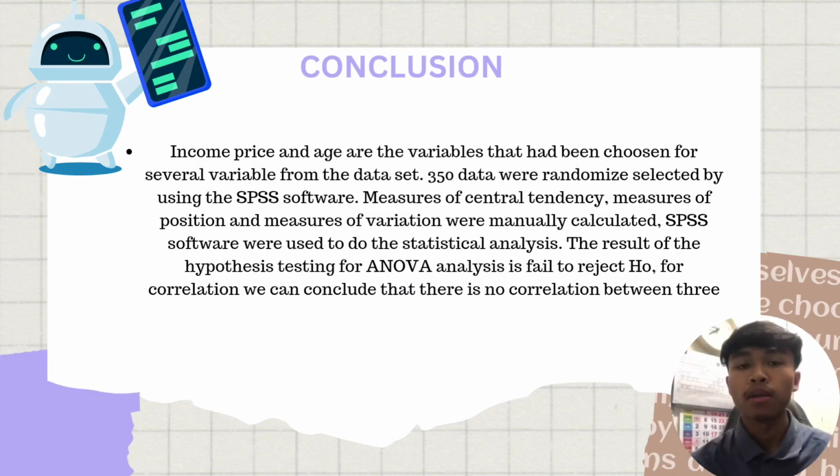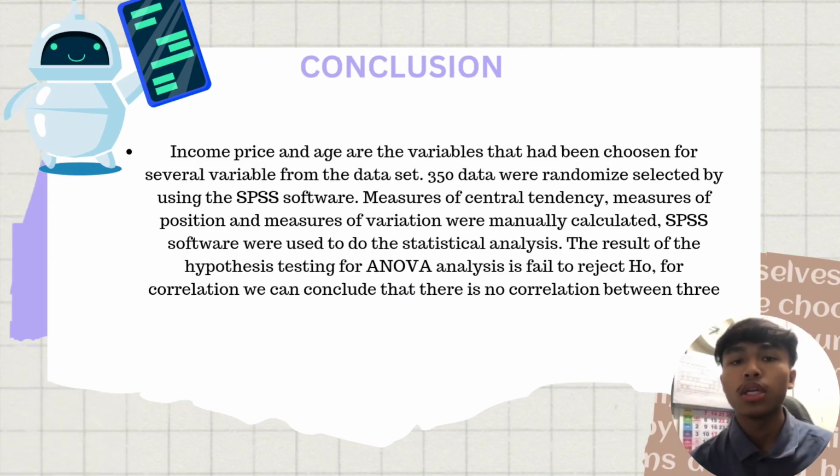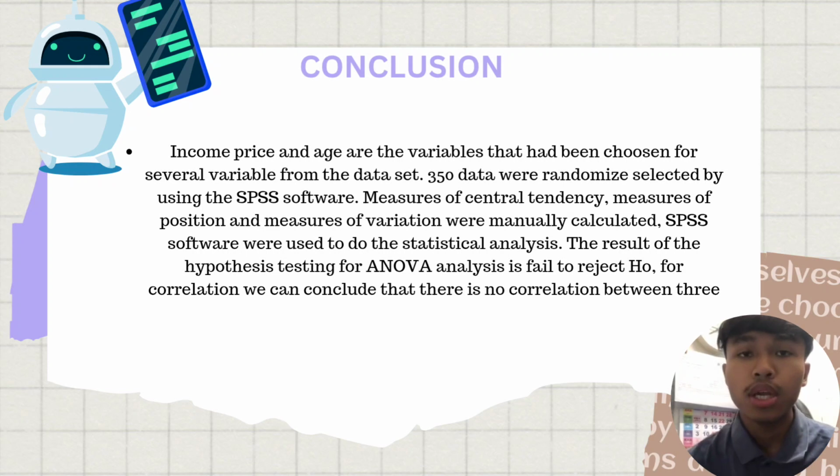F 1.385. The conclusion is income, price, and age are the variables that have been chosen from several variables from the dataset. 350 data were randomly selected by using the SPSS software. Measure of central tendency, measure of position, and measure of variation we calculate manually. SPSS software we use to do the statistical analysis.